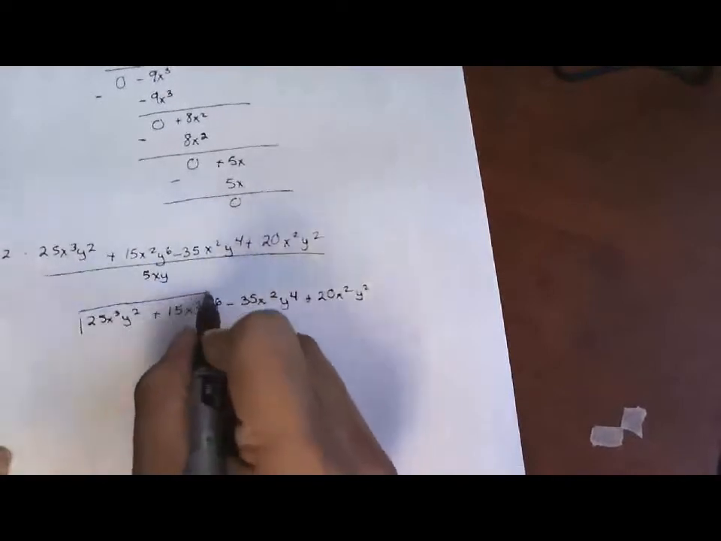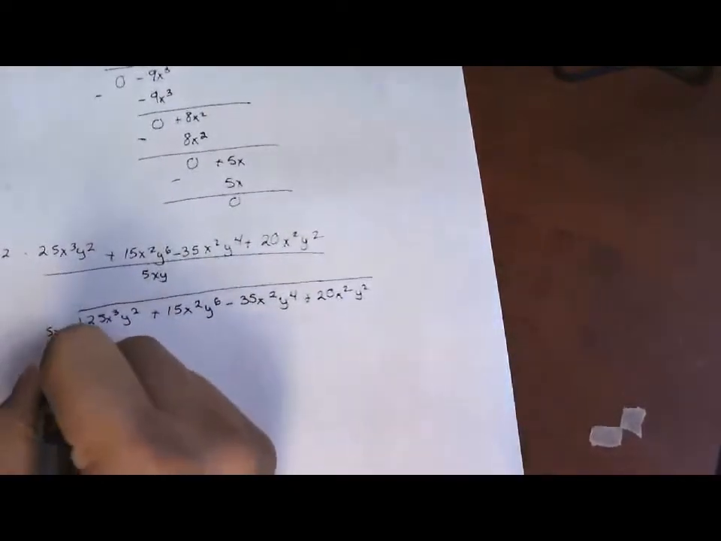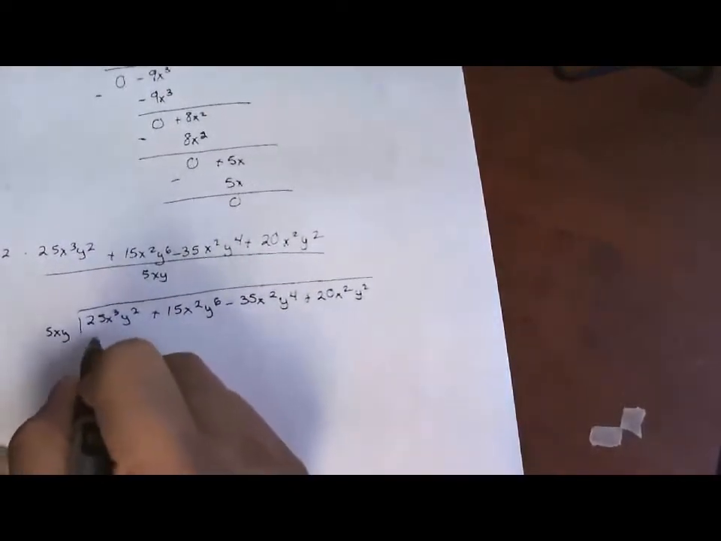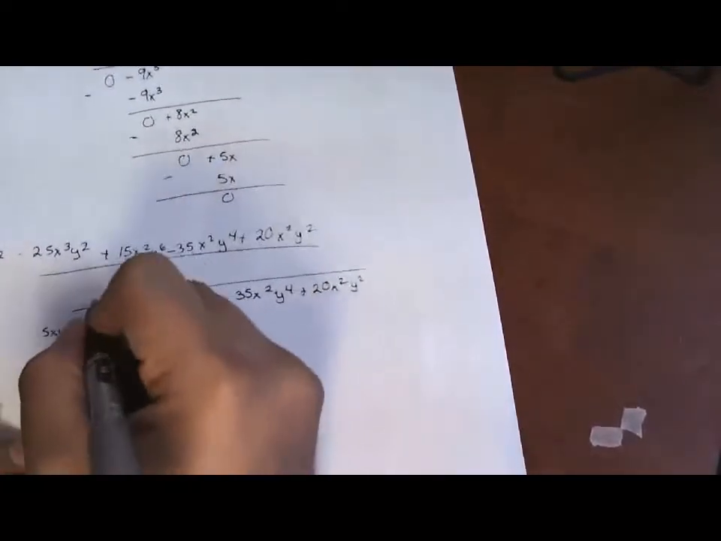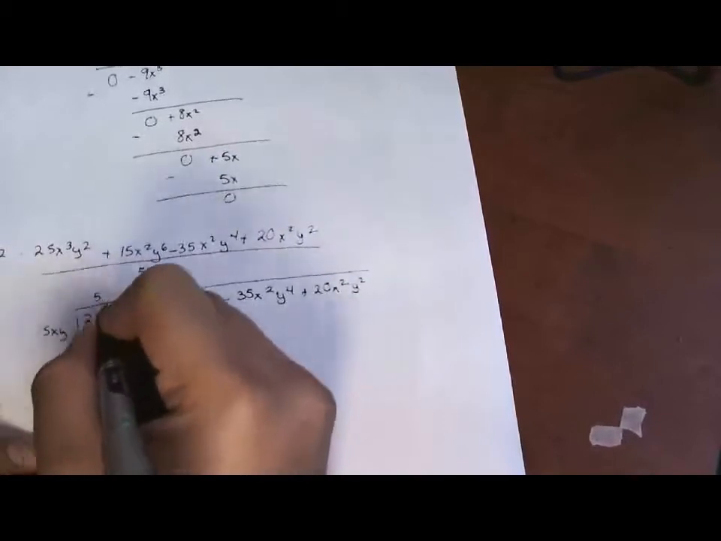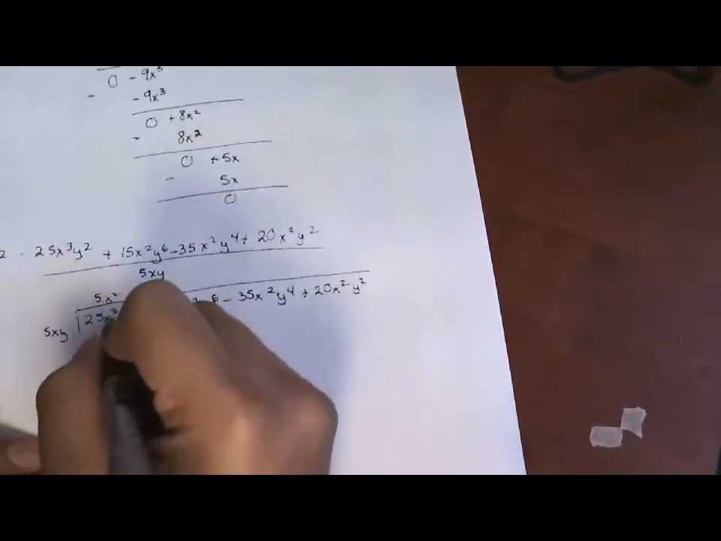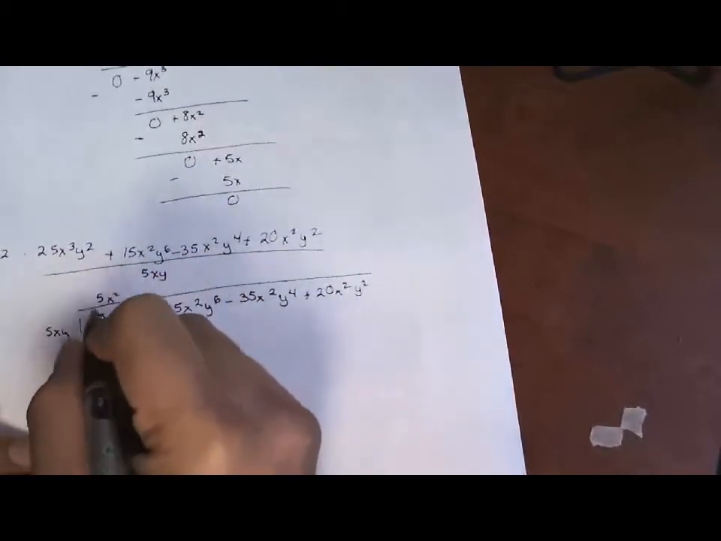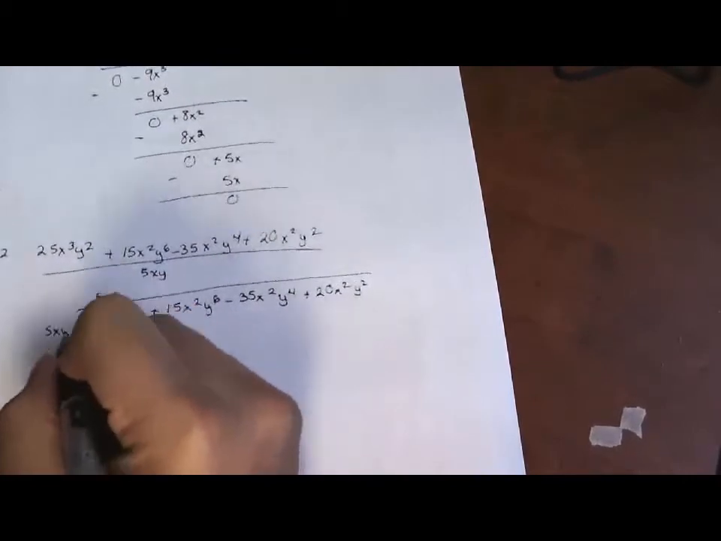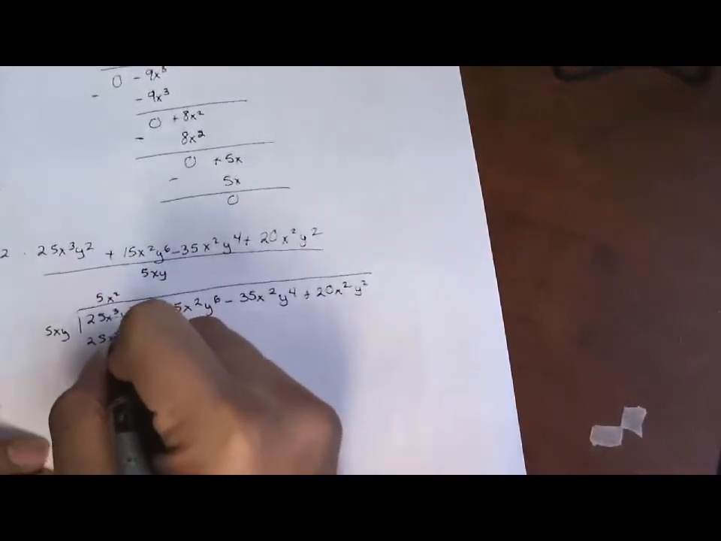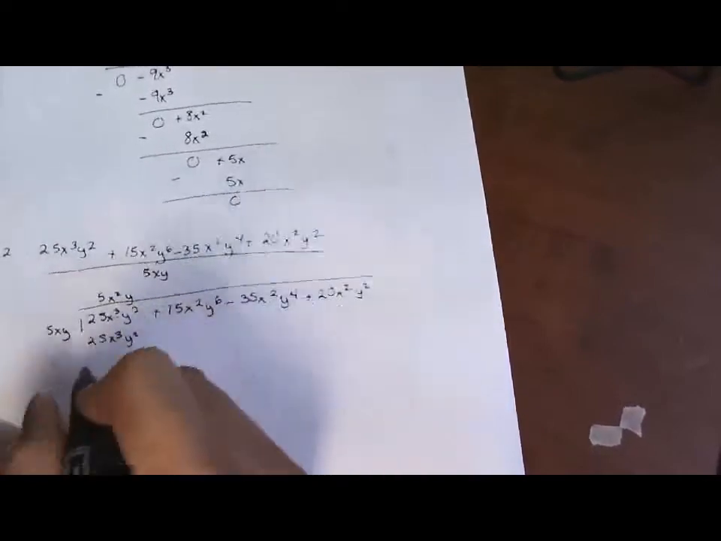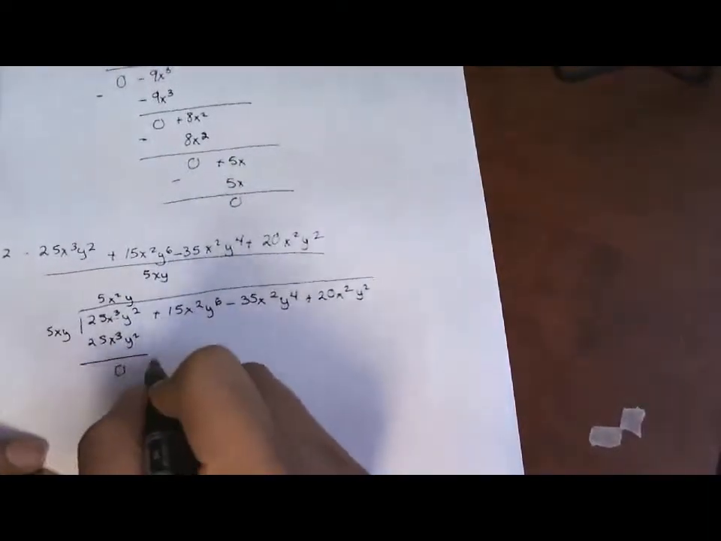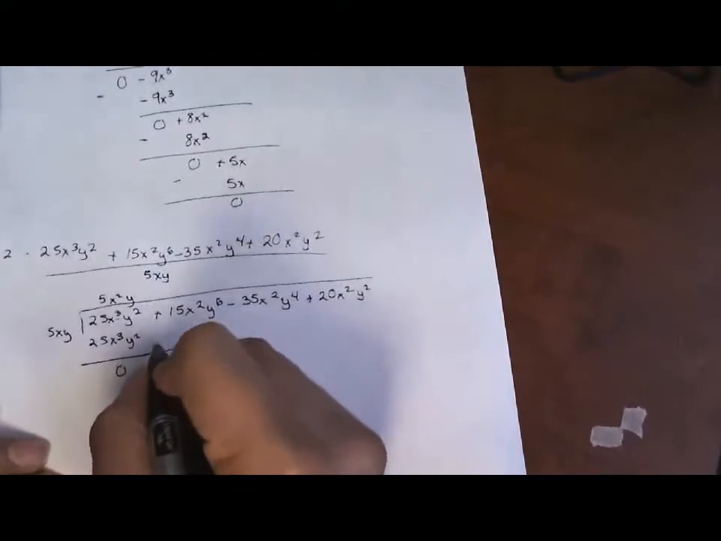So just rewrite it, and 5xy. So first term here. What do I have to multiply to get this? Well, 5 times 5, and the x times x. x times x equals x², and so 5 times 5, 25. x times x, x³. And y times y, y². So I subtract that, I get a 0. Go with the next one.